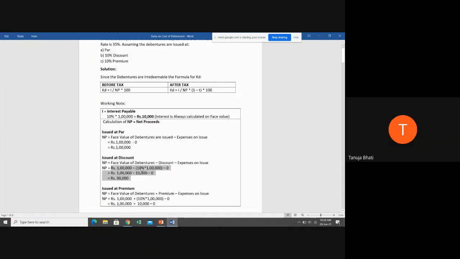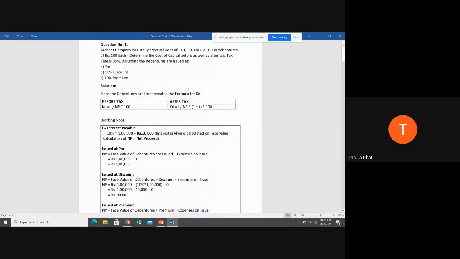Minus 10% of the face value, which is 10,000, and expenses on issue was 0. So you got 90,000. Similarly, issued at premium, face value of debentures plus premium minus expenses on issue. So 1 lakh is the face value plus 10% of 1 lakh minus 0. So 1 lakh plus 10,000 will give you 1,10,000. So now in this particular formula, we have calculated I, we have calculated NP. So before tax, it is clear. Now after tax, only 1 minus T we have to do.